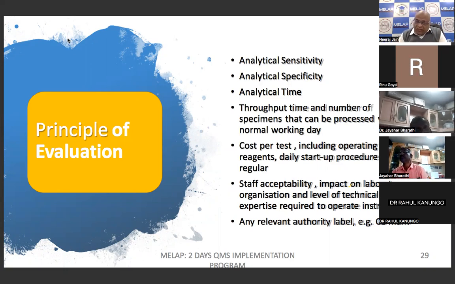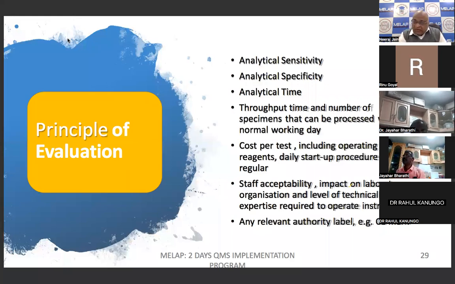Analytical time is how much time a machine takes to give you one result. Throughput time is not the exact multiple of analytical time. Suppose a machine takes 1 minute to give you one result, that doesn't mean in 60 minutes you will get 60 results. In between, the machine may require some washing cycle, some rest. Maybe analytical time is 1 minute, but in 60 minutes you are able to run only 30-35 samples.